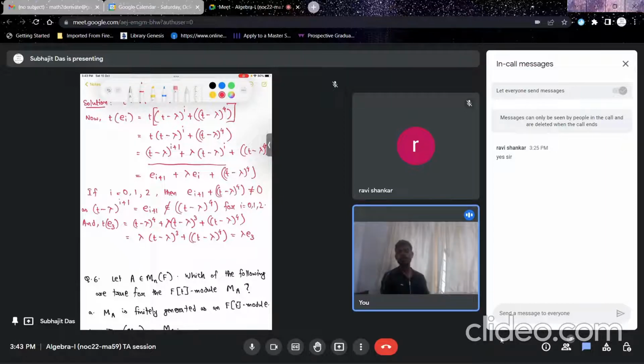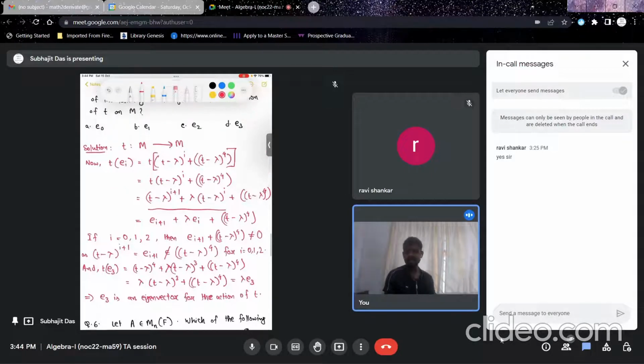So I am using some abuse of notation. At times I am writing the full coset and at times I am writing the representative, but it's clear, right? Which implies that E3 is an eigenvector, because t times E3 is a scalar multiple of E3, for the action of t. Is it clear to you? It's very easy, right? We are just using the definition of an eigenvector.